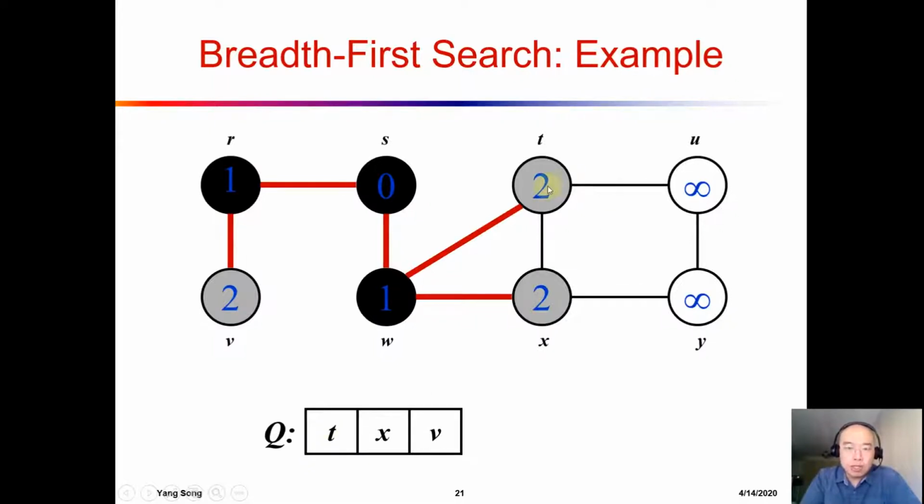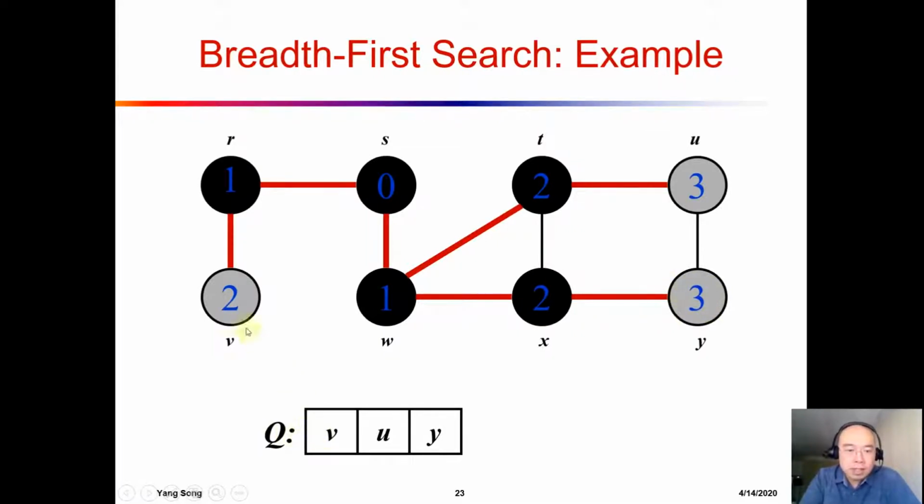So for T, we are only exploring the white nodes, so we are going to explore U. Okay, so T is black, and then we explore U, and U's parent will be T, and U is in the queue now. And the next step, we have to visit X. So for X, we will find another white node, which is Y. So we paint X into black, and then we find Y, and now Y is gray.